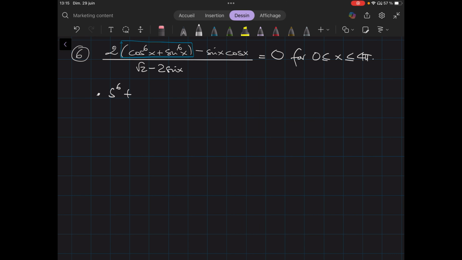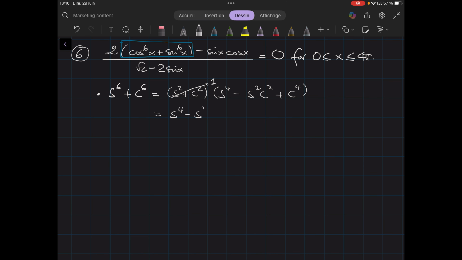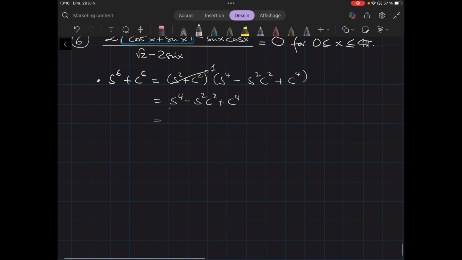Sine to the 6 plus cos to the 6 is sine squared plus cos squared, sine to the 4 minus sine squared cos squared plus cos to the 4. Why is this important? Because we know that sine squared plus cos squared is equal to 1. And we can do a very similar thing to simplify sine to the 4 plus cos to the 4. So you're down to this much.